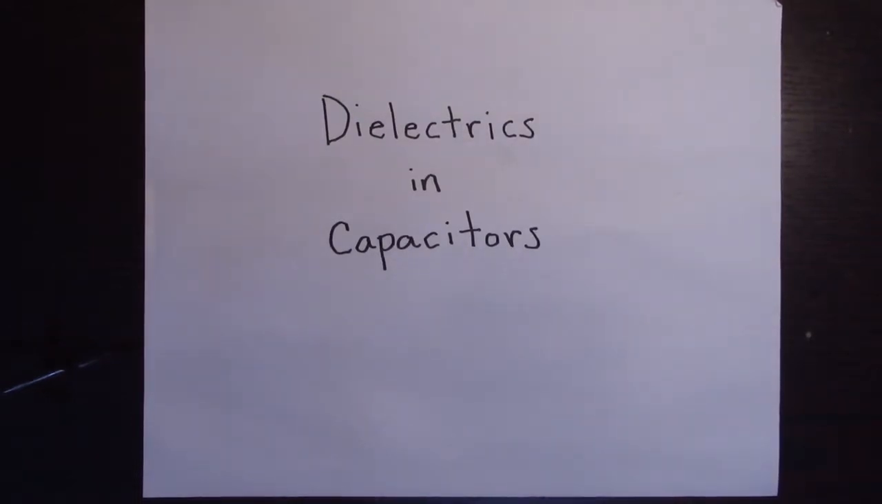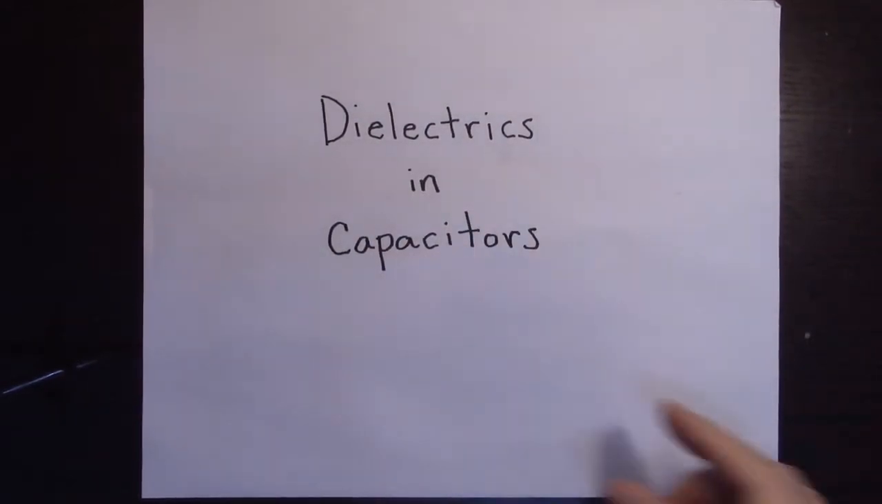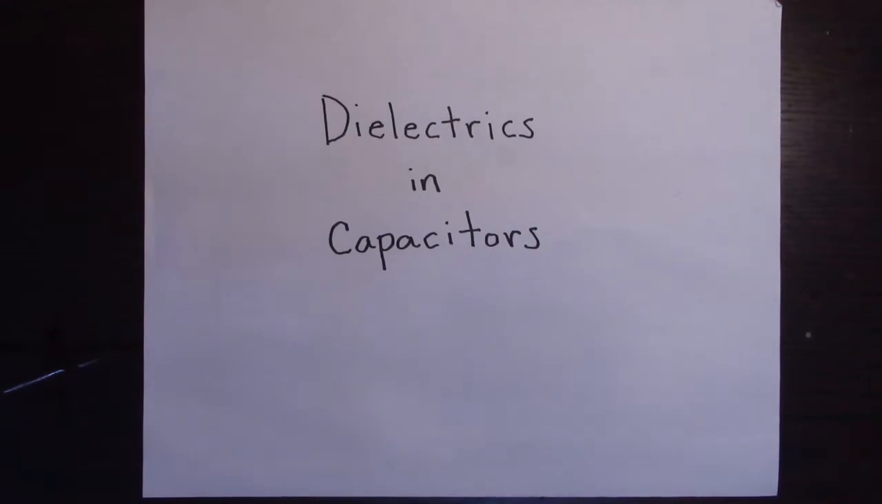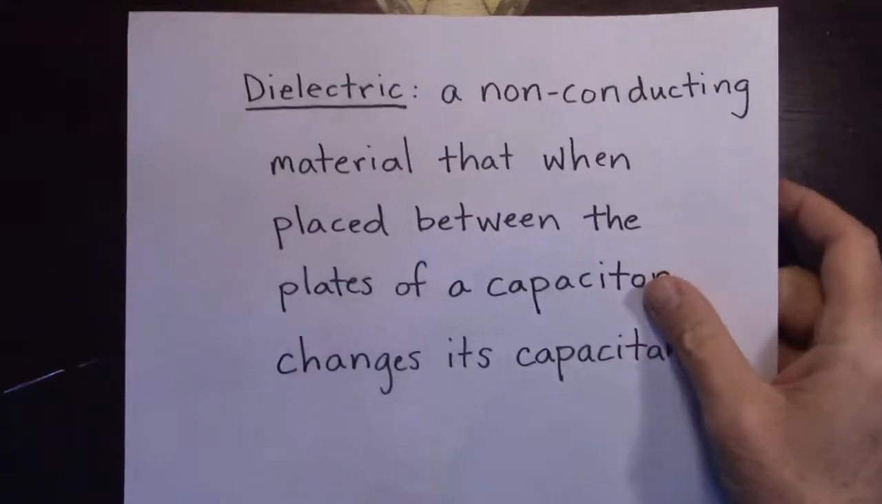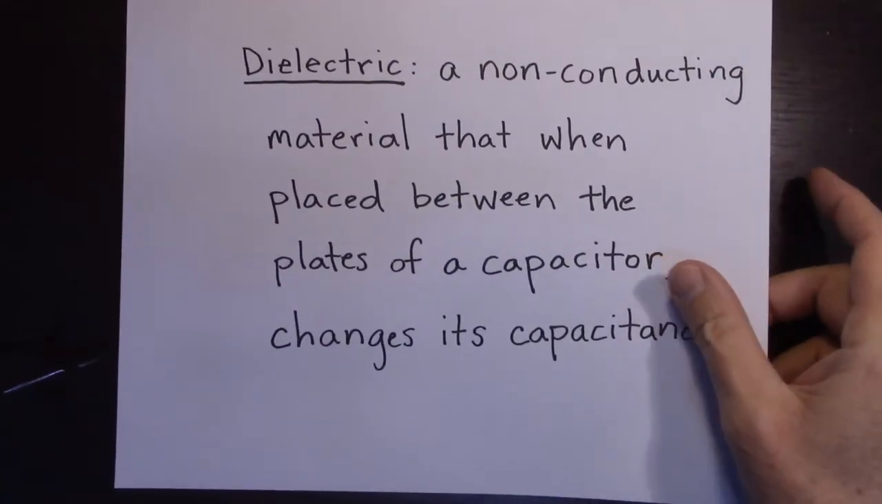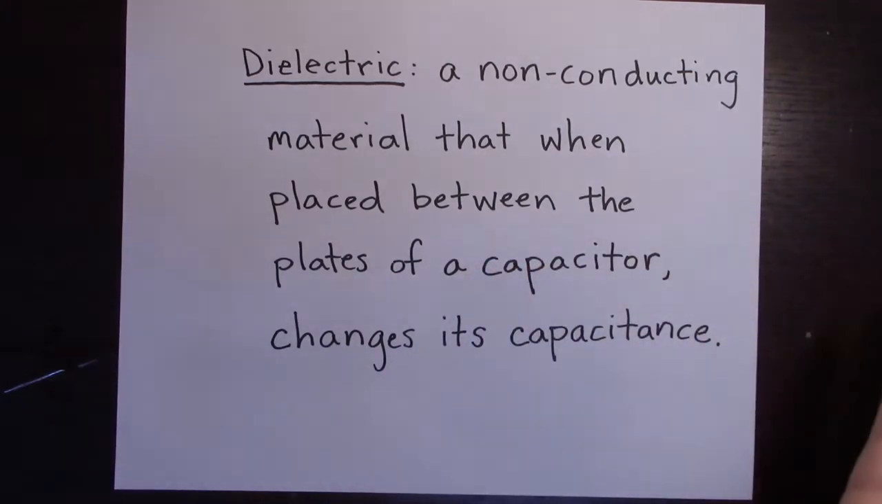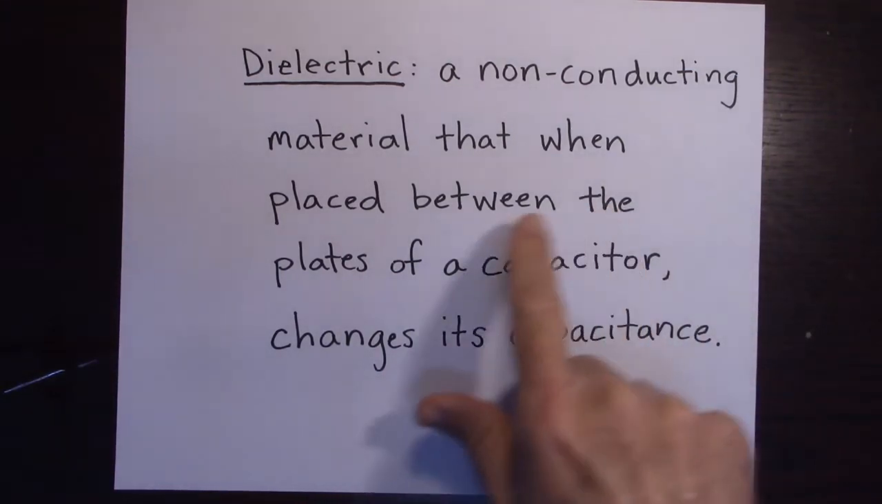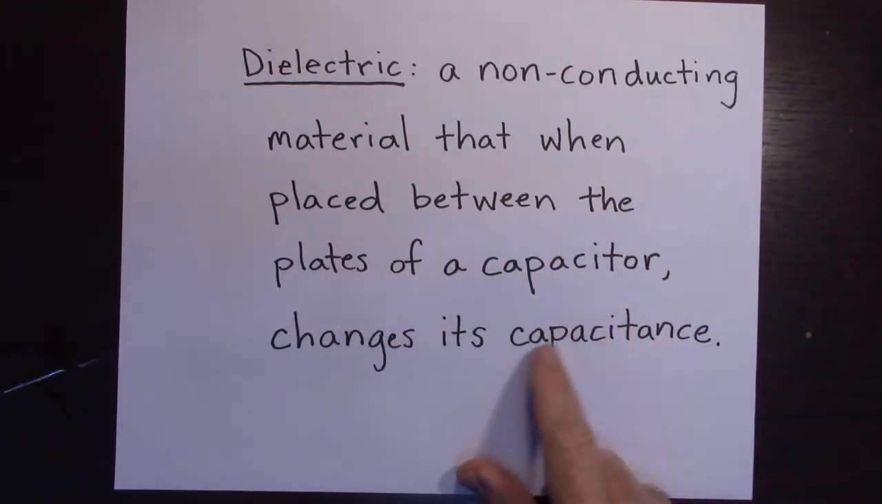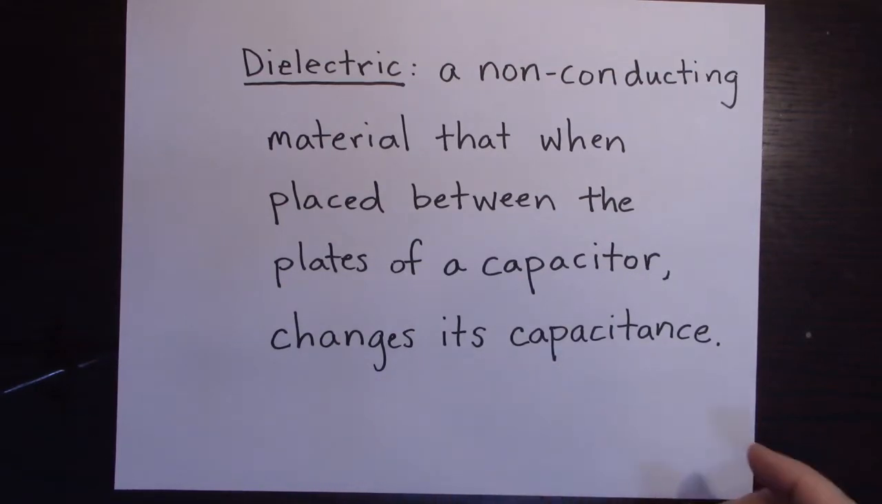Welcome. I wanted to tell you about dielectrics and capacitors. A dielectric in a capacitor is a non-conducting material, in other words, an insulator, that when placed between the plates of a capacitor, changes its capacitance.